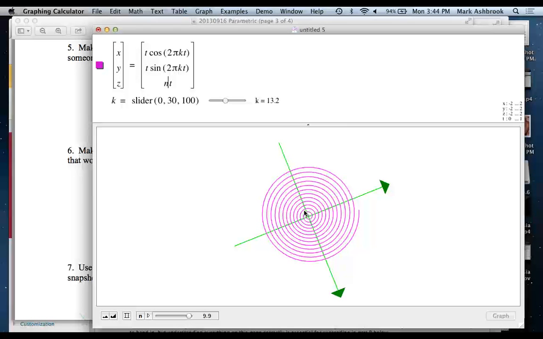So the idea would be that if we were looking straight down that z-axis and you changed n, you wouldn't see anything any different, because n is only affecting z. N only affects z.